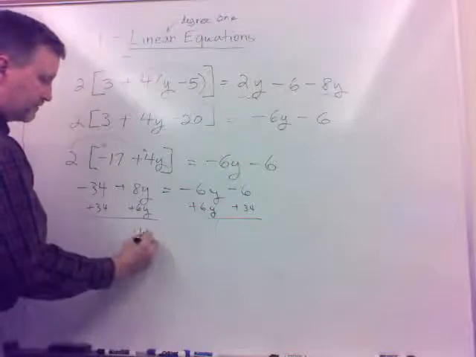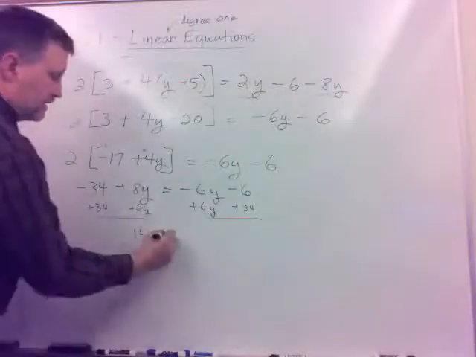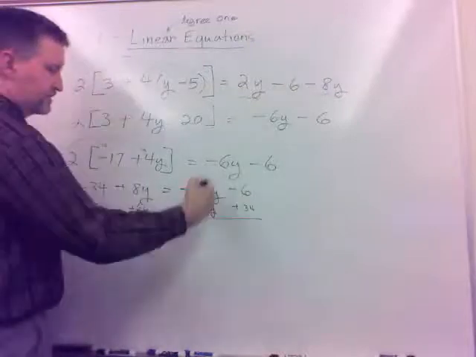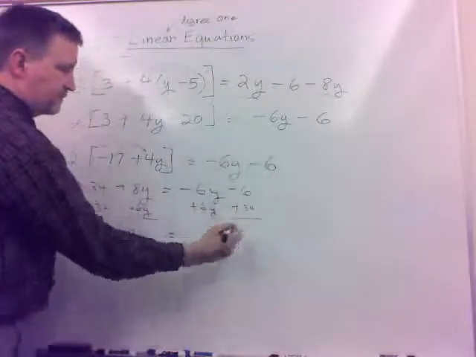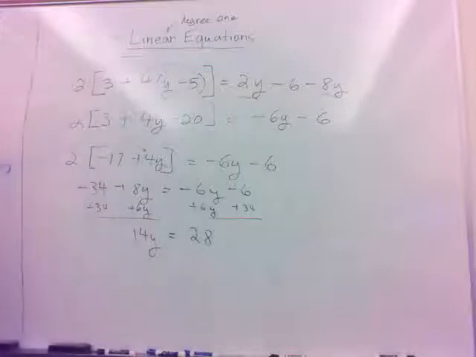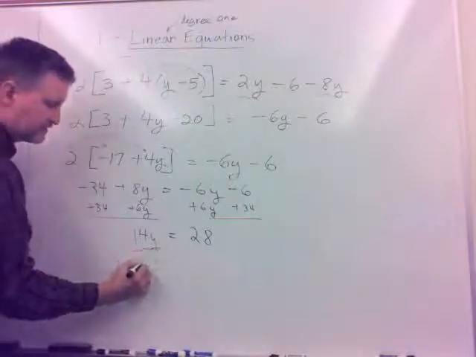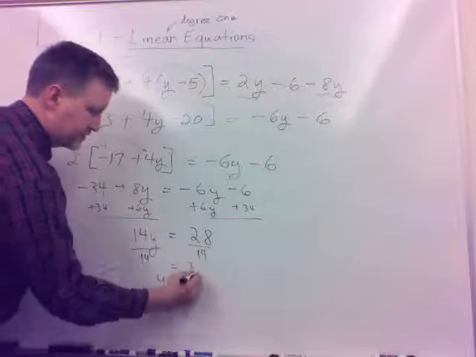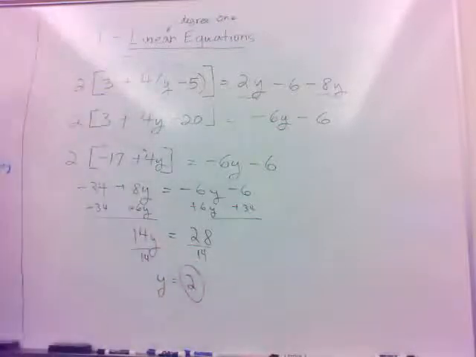14y for the y's. Over here then, the 6y, you got a minus 6y plus 6y, that's 0. Negative 6 plus 34, that's 28. But yeah, this one works out nicely. Just divide off the 14 now. y is 2. Solution is going to be 2. All right?